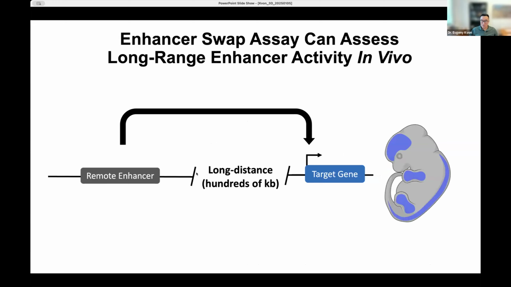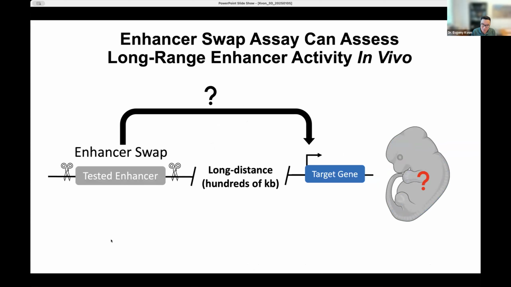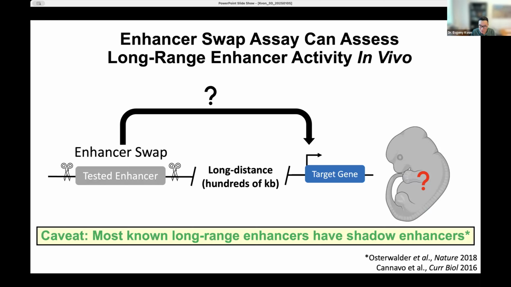Ideally, we want to develop a functional assay where we have a remote enhancer located hundreds of kilobases from a target gene, where we can swap other enhancers and see if they work, right? So this is kind of like a long-range enhancer reporter assay, right? And in this case, we will be able to assess if that enhancer works long-range or it doesn't work.